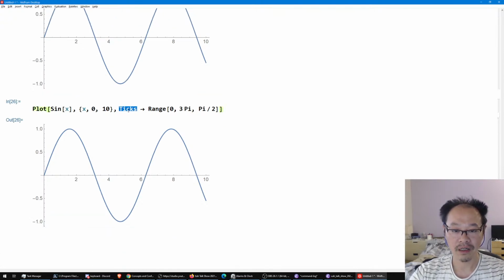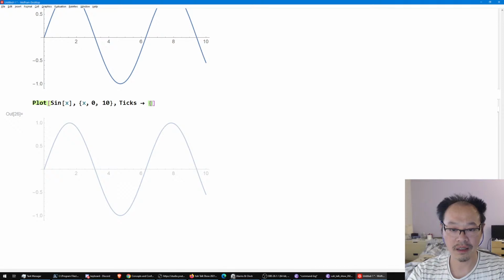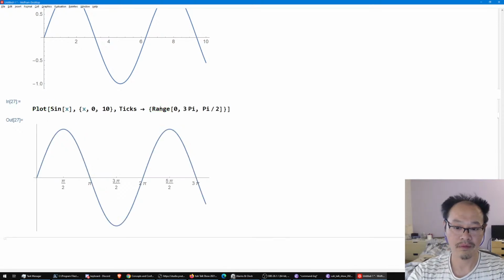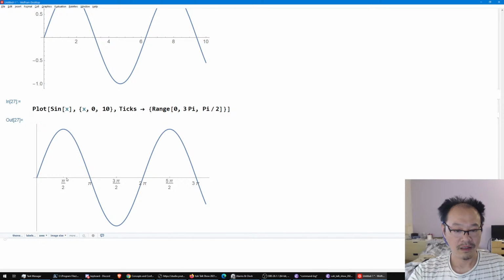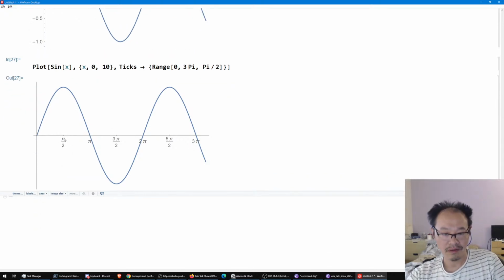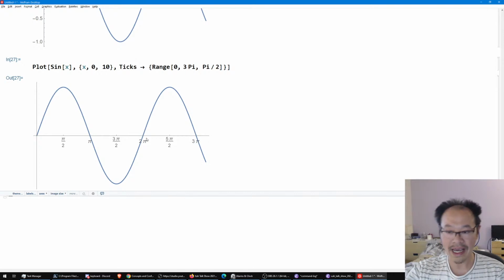Wrong. It should be axis labels. I hate this because I forgot the syntax, not ticks. I think it's ticks. Wait, let me try this again. There it is. So you see, this is sine, so we change the label for the x-axis. Pi over 2, pi. Anyway, that's a sine.